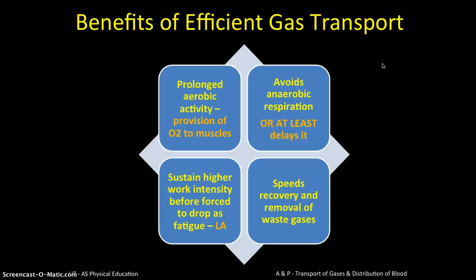So what's the advantage of having an efficient gas transport system? Well, we can prolong aerobic activity. If we can make sure we have lots of oxygen being transported in the blood, then we can get lots of oxygen to our muscles. If we can work aerobically for longer, we can avoid anaerobic respiration, or at least delay it. So that's an advantage in terms of reducing fatigue. If we can reduce fatigue, we can sustain higher work intensities for longer before we are forced to slow down our pace because lactic acid is building up and we start fatiguing. And we can recover quicker. So if we're better at transporting our waste products or transporting oxygen, we can then recover from our exercise much quicker.